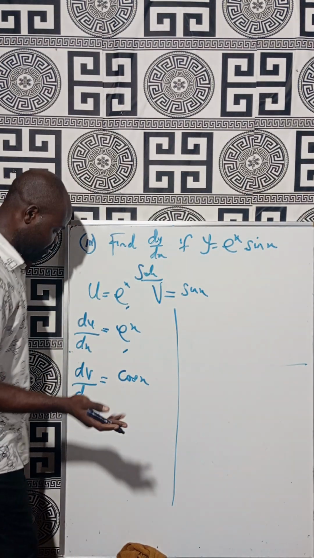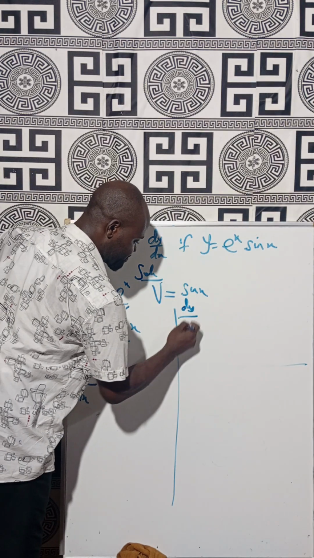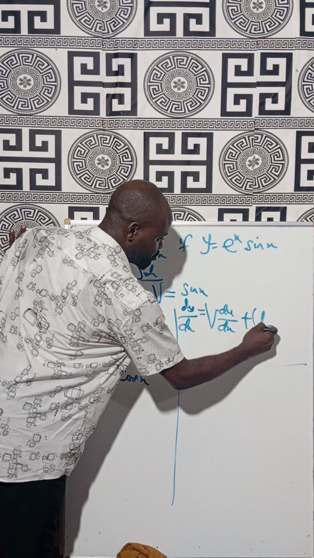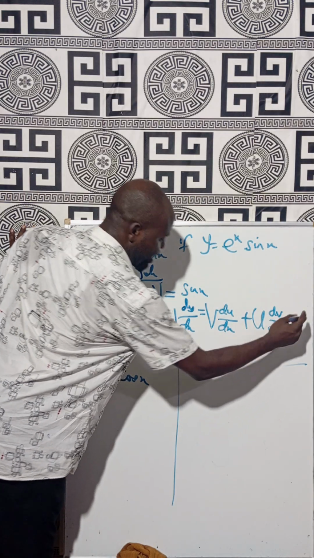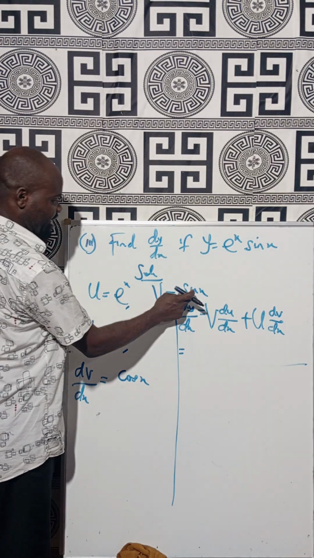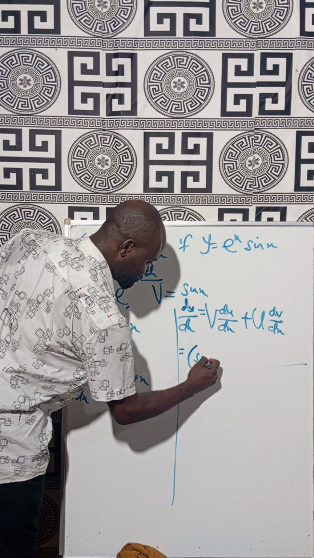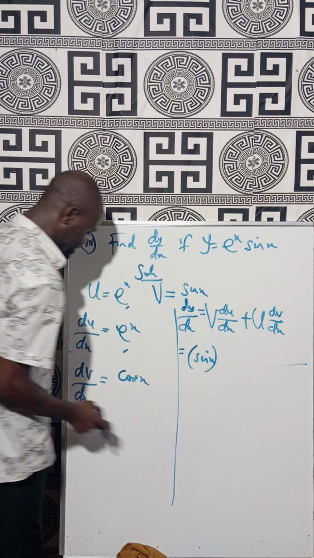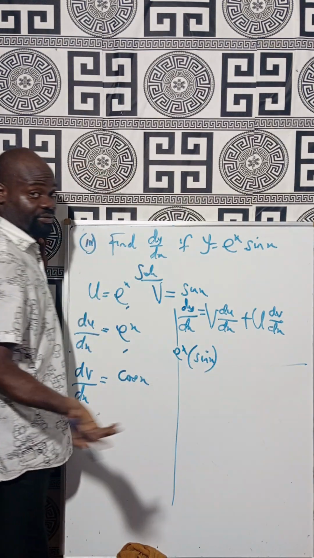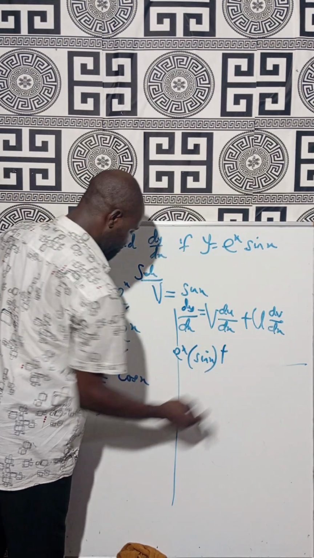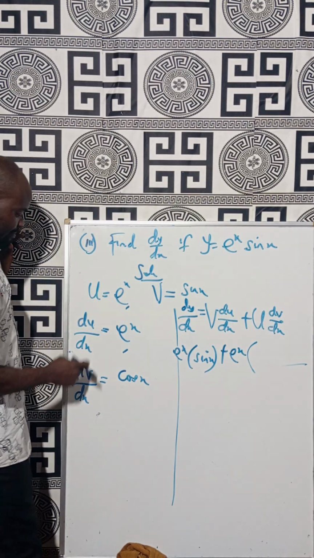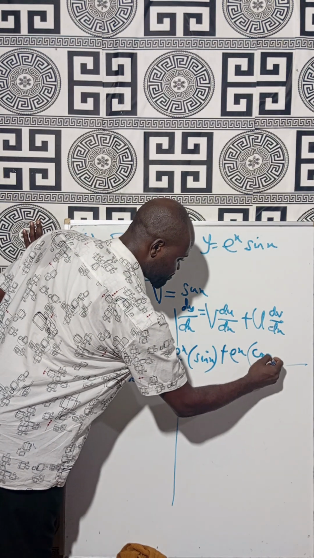So by my product rule, I have dy dx equals v du dx plus u dv dx. What's my v? My v is sine x. Fix it there. What's my du dx? That is e raised to the power x. Plus, what's my u? My u is exponential x multiplied by my dv dx, which is cos x.